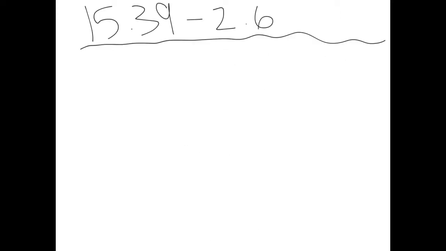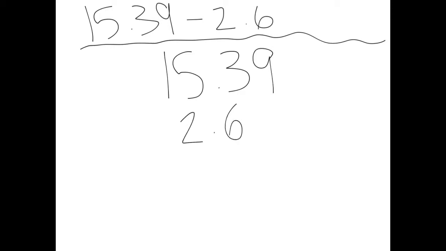So now I'm going to show you how to subtract decimals. Now I'm going to write it out. 15.39 minus 2.6, and then I'm going to fill in the zeros. 9 minus 0 is 9.